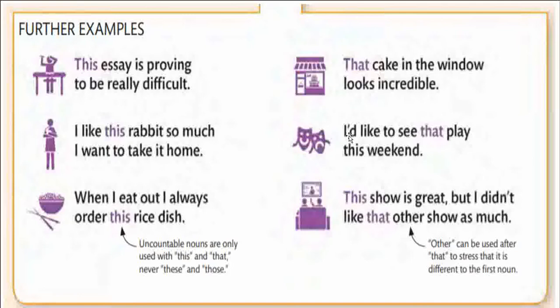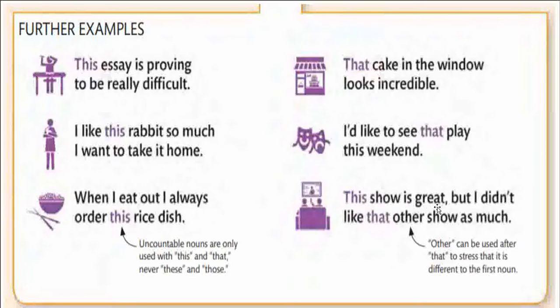I would like to see that play this weekend. Now this would is apostrophized over here: I would, contraction. Now, that play is pointing to something far in the past or something that has happened. The person wants to see it this weekend, pointing to the current weekend. So that and this both are used in this context.